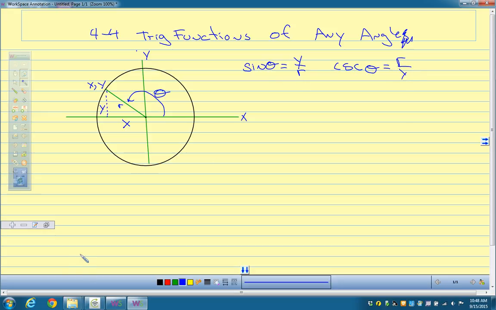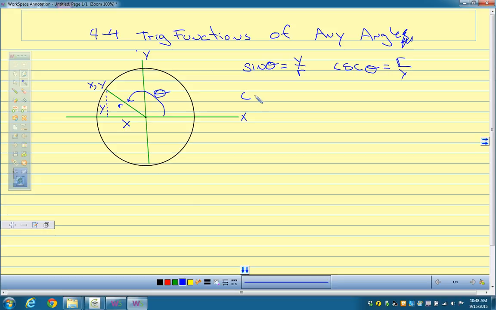And r is always going to be positive, just to keep your signs straight. And by sign, I mean plus or minus. You always call r positive, and x and y could be negative and positive.